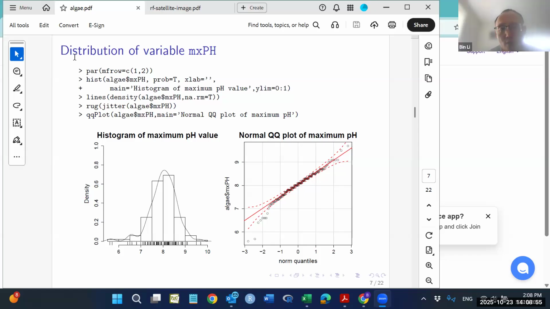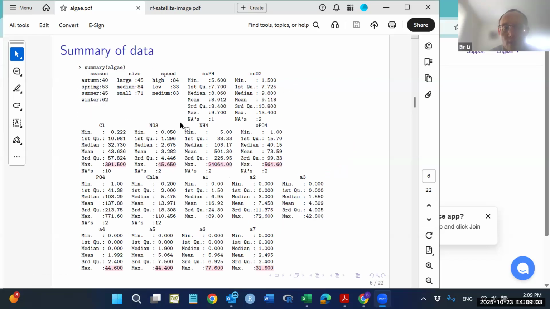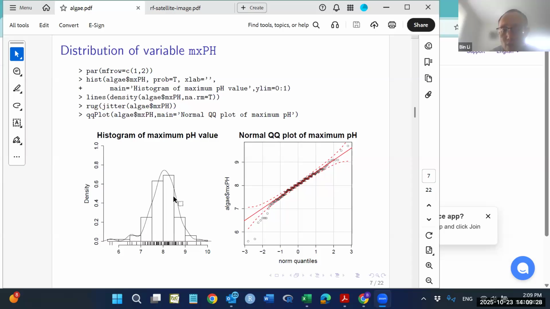So first, let's see the distribution of the variables. Some of the variables are not that skewed, like the pH values. For the pH values, you can see they are pretty symmetric. The maximum is 9.7, the mean is 8.1, and the minimum is 5. So we didn't see any extremely large or small values, right? And when we do the histogram, it looks bell-shaped.